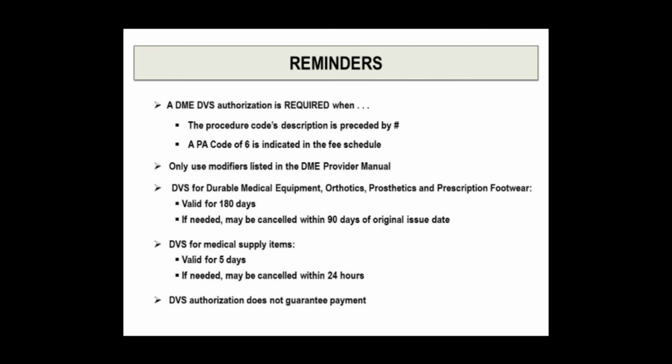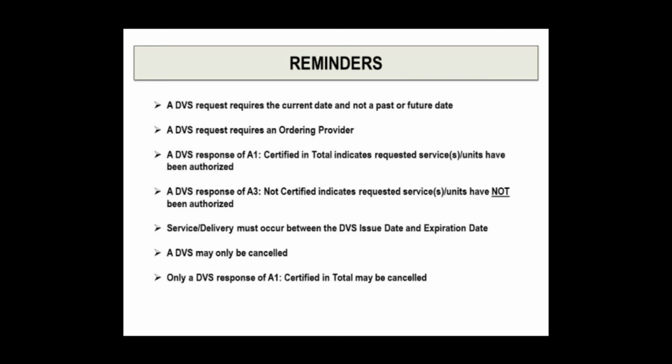A DVS authorization for medical supply items is valid for 5 days and, if needed, may be canceled within 24 hours. And a DVS authorization does not guarantee payment. A DVS request requires the current date and not a past or future date. A DVS request requires an ordering provider. A DVS response of A1 certified in total indicates requested services have been authorized. A DVS response of A3 not certified indicates requested services have not been authorized.